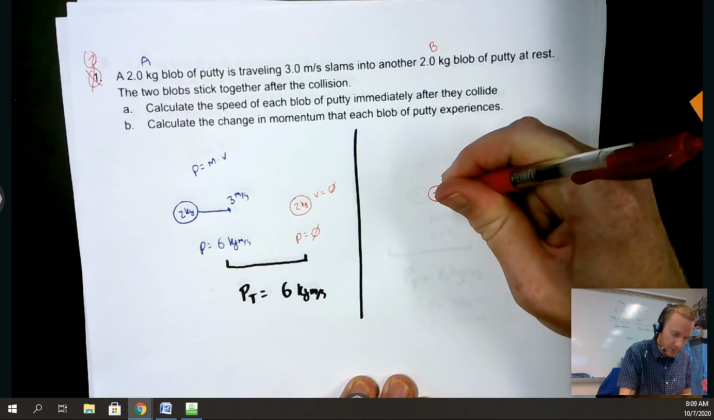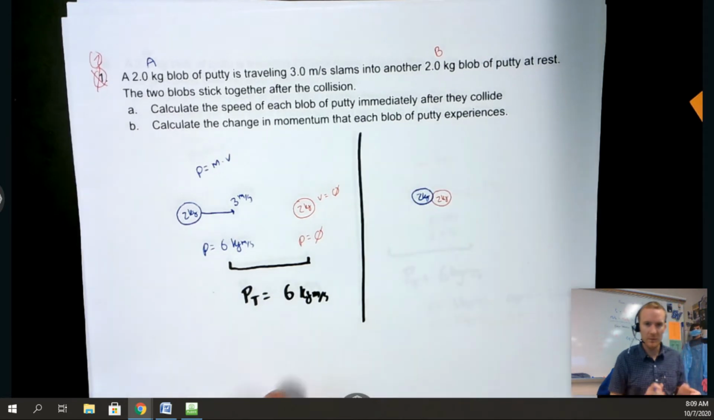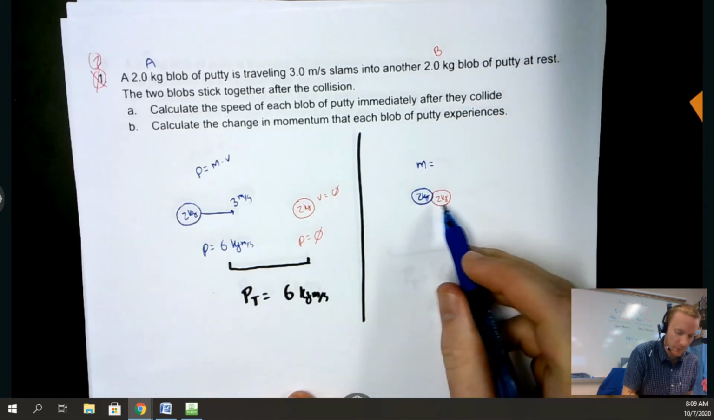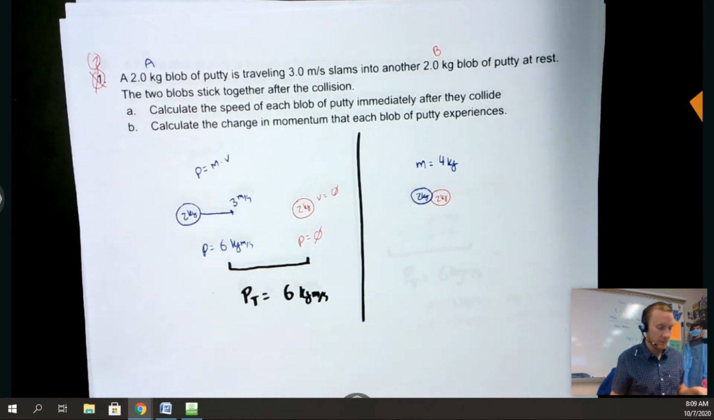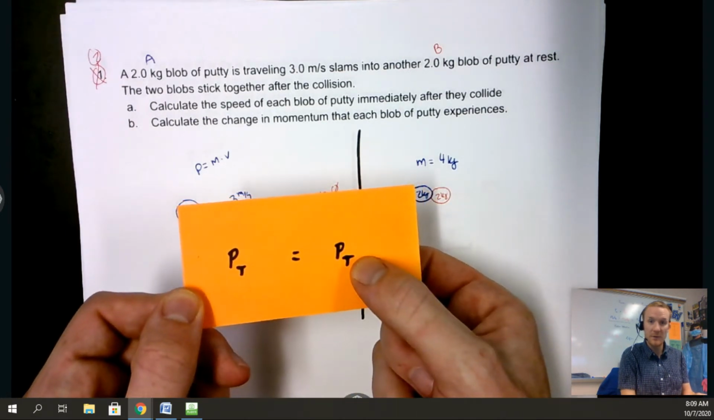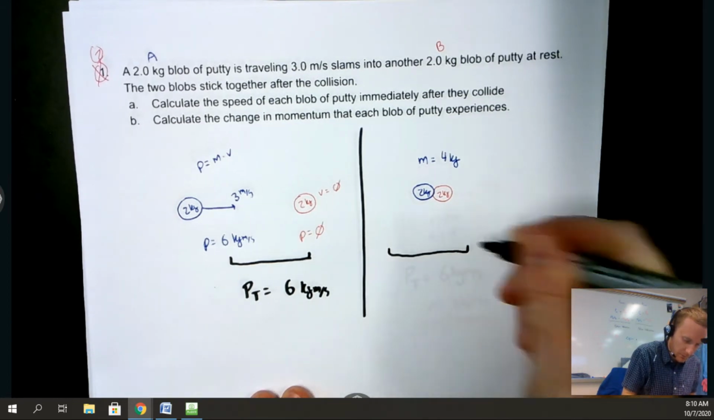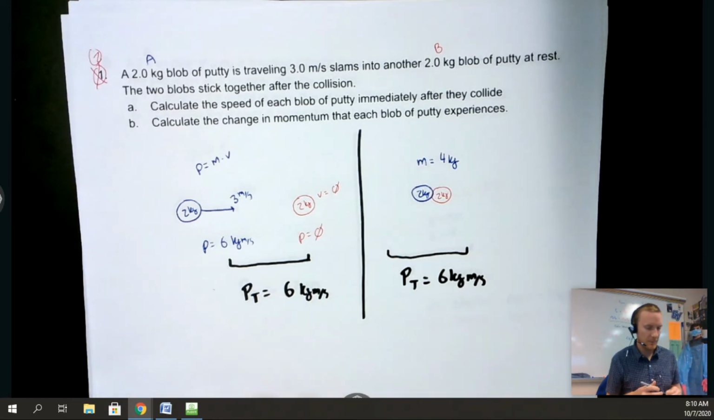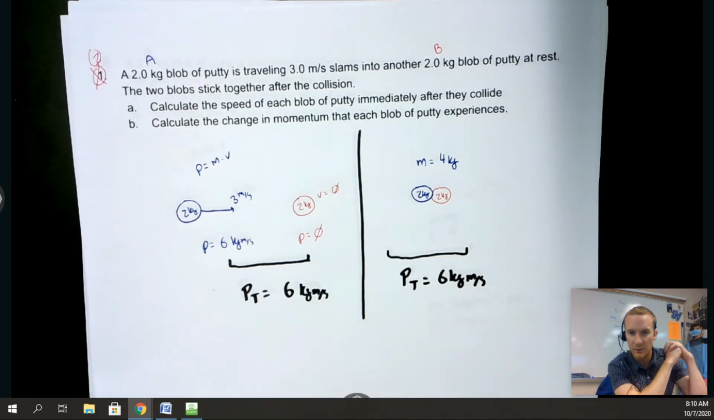Now each blob still weighs 2 kilograms, but because they are stuck together, we can think of them as moving as one kind of system. Okay, so we could say that their combined mass, 2 plus 2, is 4 kilograms. Okay, we also know that the total momentum before the system, right, is the same as the total momentum after the system. So we'll just repeat total momentum down here, right, 6 kilogram meters per second. Okay, so that means that this whole thing is moving with a combined momentum of 6 kilogram meters per second, right?